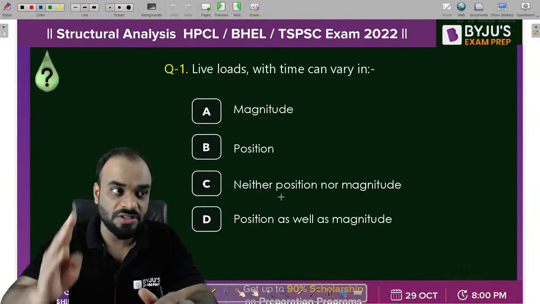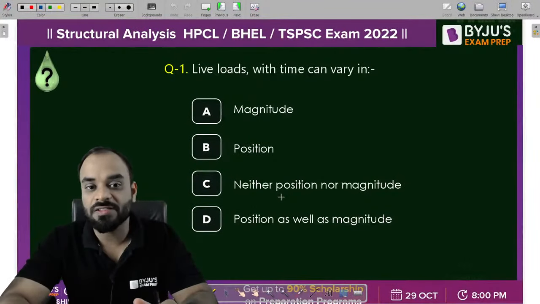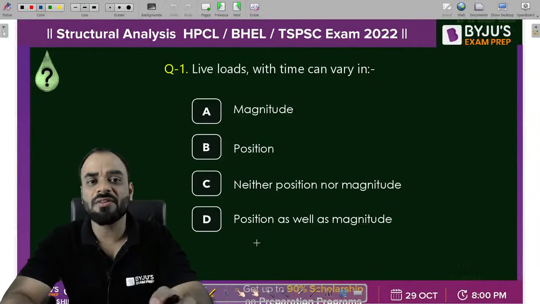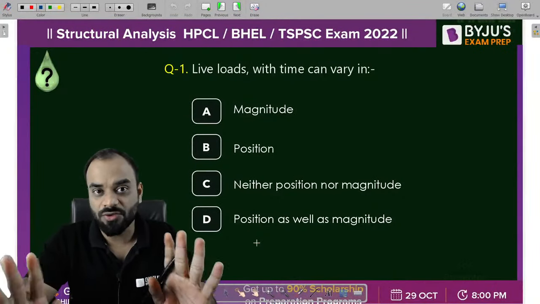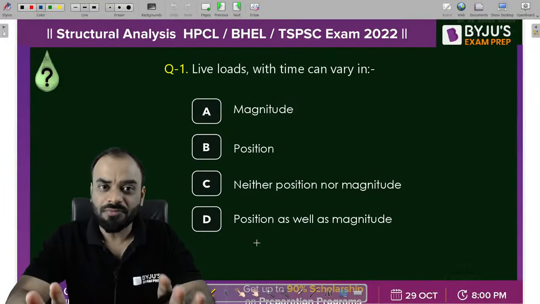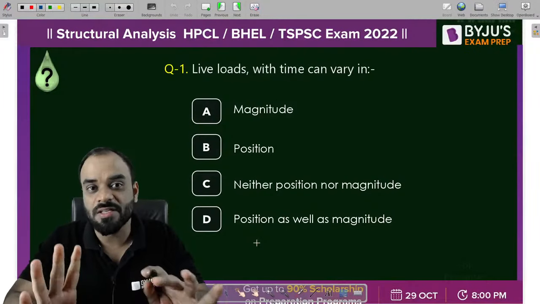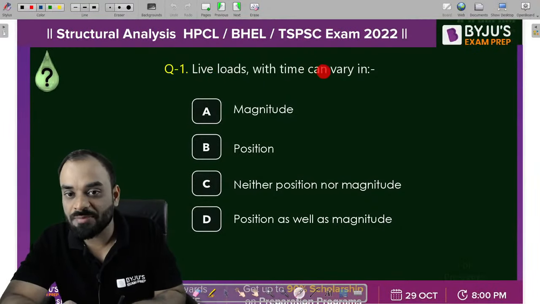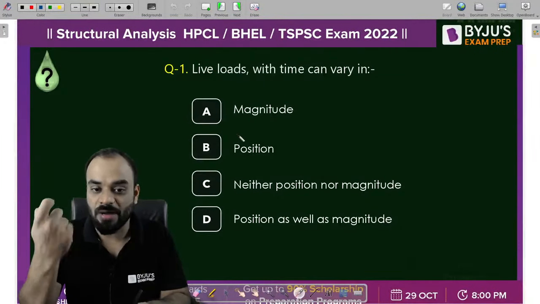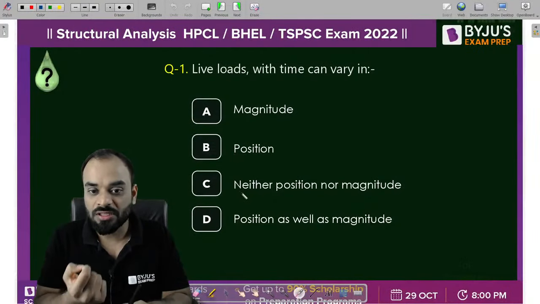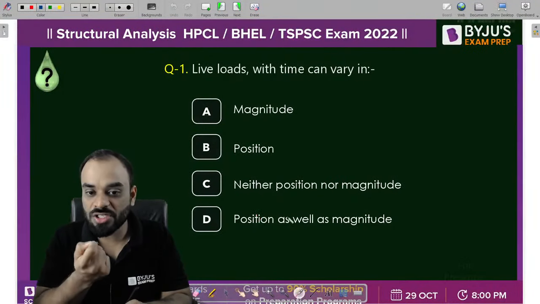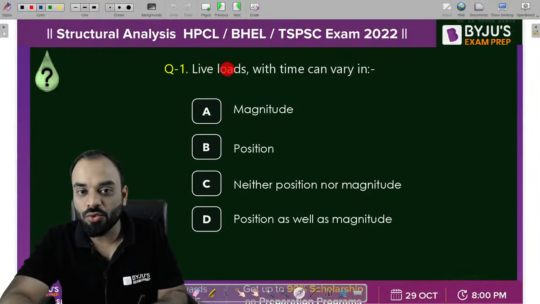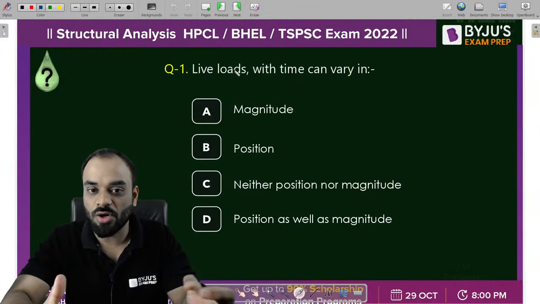So this is your question number one. Kindly tell me the correct answer, guys. Please give your answer in the chat box, quickly, because we have 32-33 questions which we have to discuss, and you should be able to understand each and every question as well as the concept part. This is the first question. Live load with time can vary in what? In terms of magnitude, in terms of position, neither position nor magnitude, or position as well as magnitude.